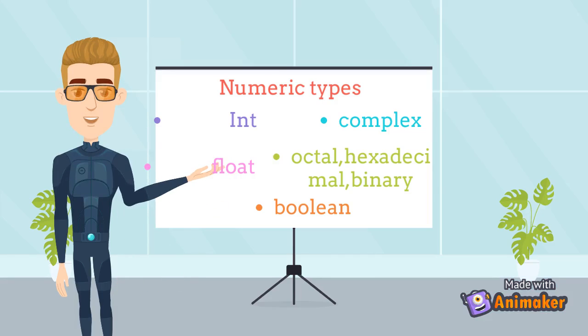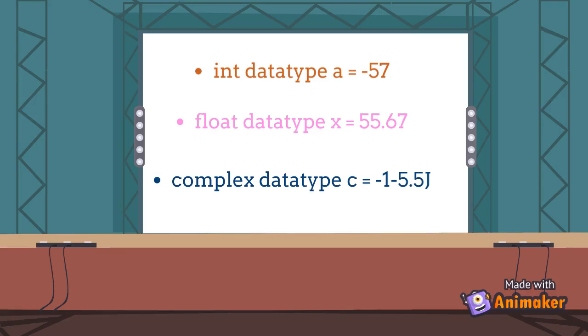The int data type represents an integer number. An integer number is a number without any decimal point or fraction part. For example, 200, 50, 1, 2, 5, 6, 7, etc. The float data type represents floating point numbers. A floating point number is a number that contains a decimal point. For example, 0.5, minus 3.567, 290.08, etc.